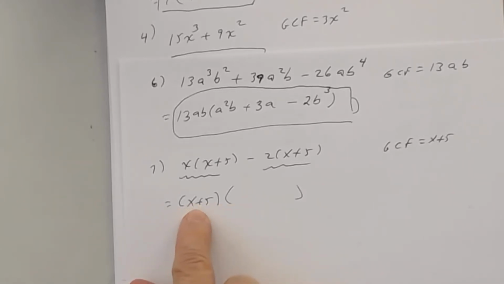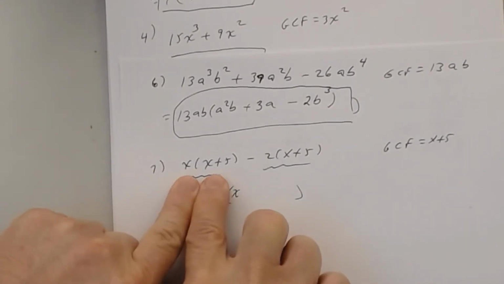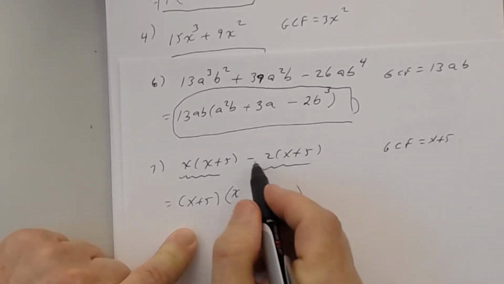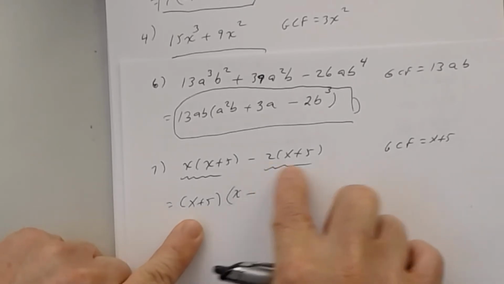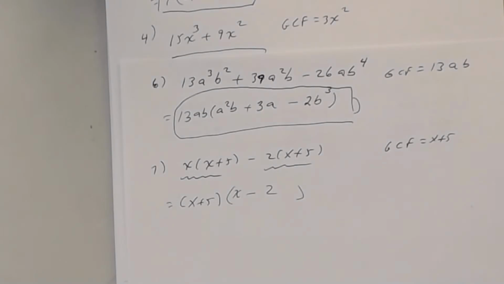X plus 5 times what gives me this? X. X plus 5 times x. Isn't that what this is? Yeah. Okay. Minus x plus 5 times what gives me this? 2. There's your answer. So the answer is x plus 5 times what? X minus 2. It's really what you see.